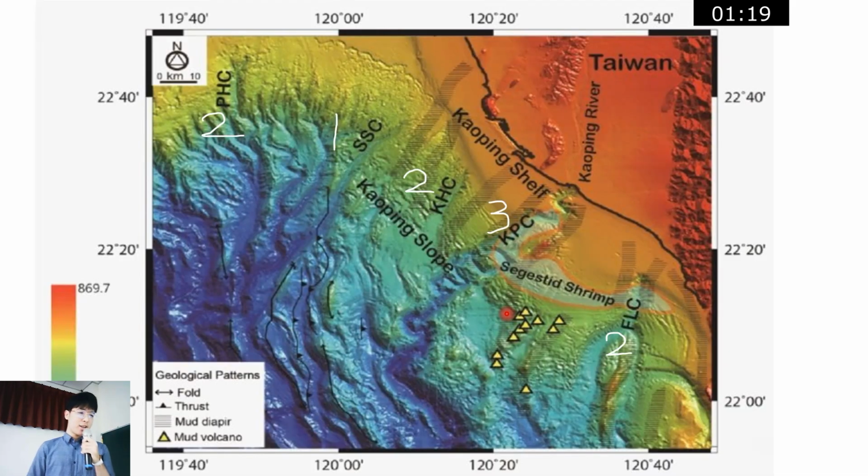And this is the submarine canyon around Taiwan. The SSC is Shoushan Canyon, and it's type 1. KHC is Kaohsiung Canyon, PHC here is Penghu Canyon, and FLC here is Fangliao Canyon, which are type 2. And KPC is Gaoping Canyon, it's type 3.